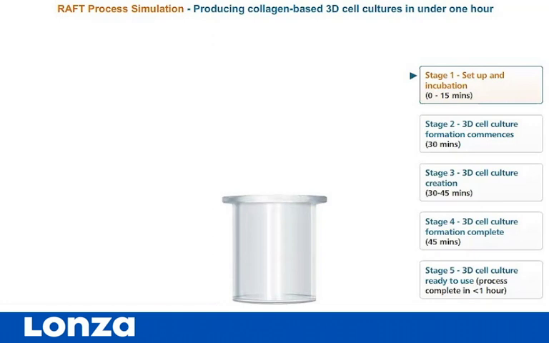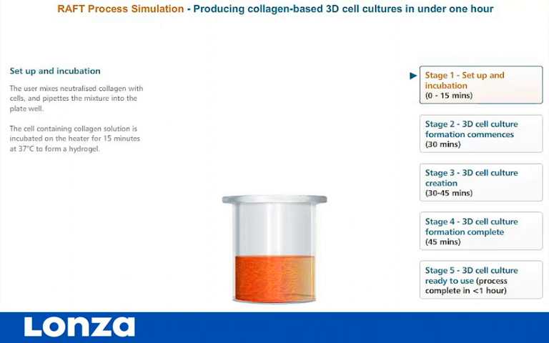RAFT process simulation, producing collagen-based 3D cell cultures in under 1 hour. Stage 1. Setup and incubation. The user mixes neutralized collagen with cells and pipettes the mixture into the plate well.